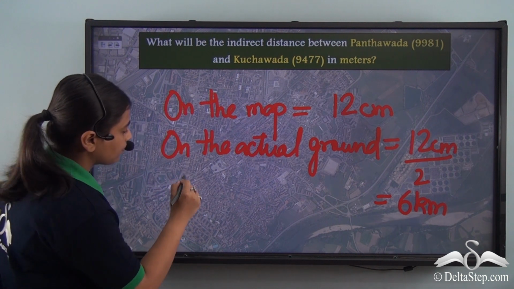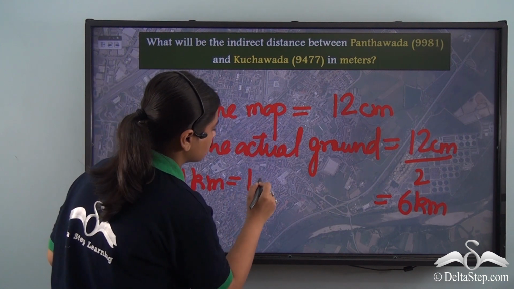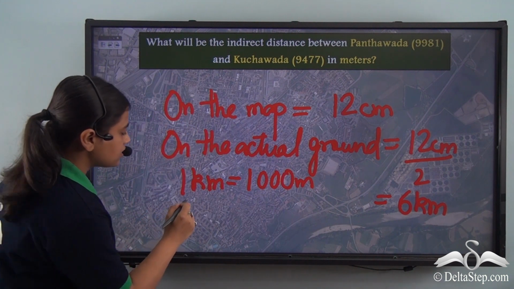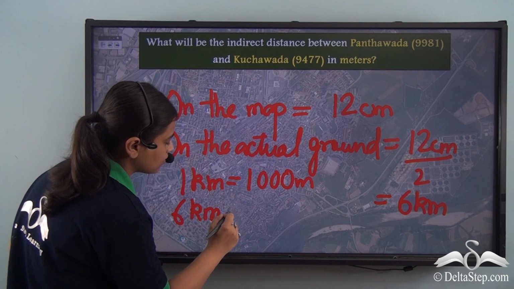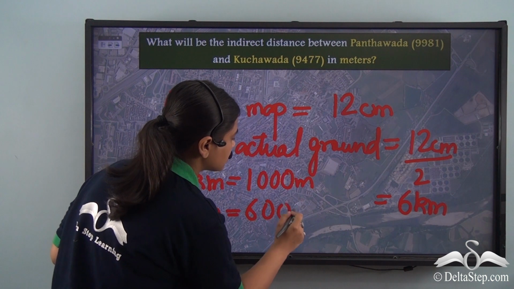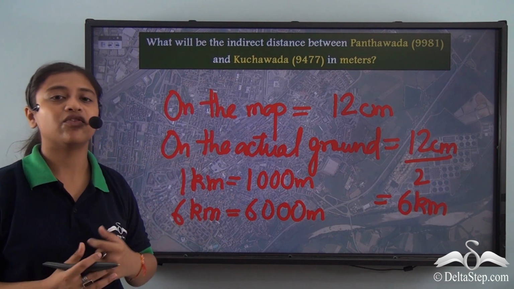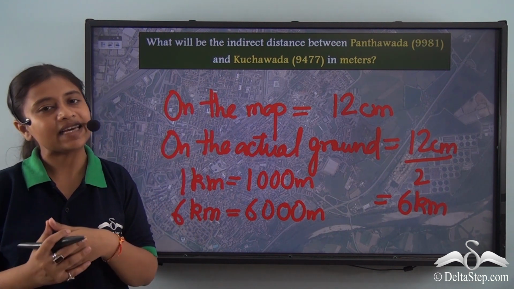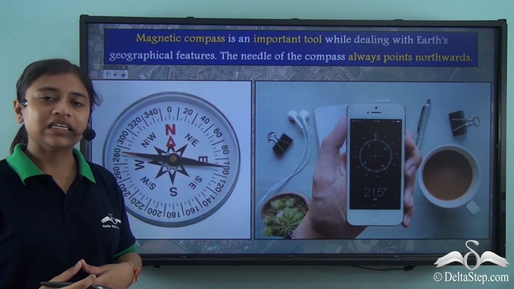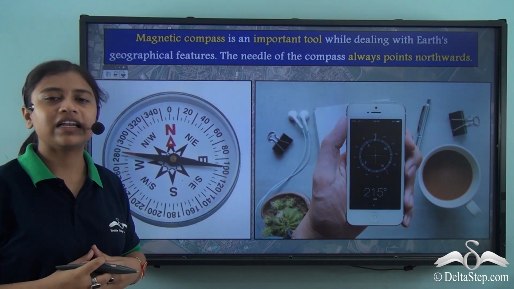We know that 1 kilometer is equal to 1000 meters. So 6 kilometers will be equal to 6 into 1000, that is 6000 meters. So Kachavada is 6000 meters away from Panthavada if we take the indirect distance. And that is how we measure the direct and indirect distance between places on a given geographical area.